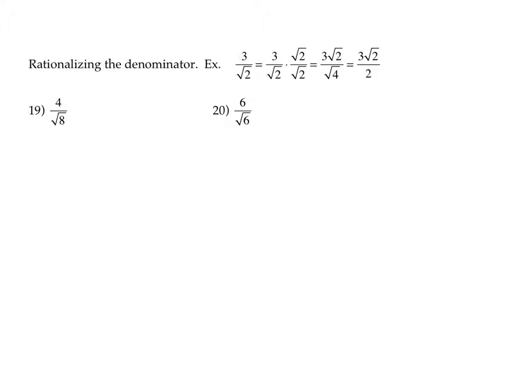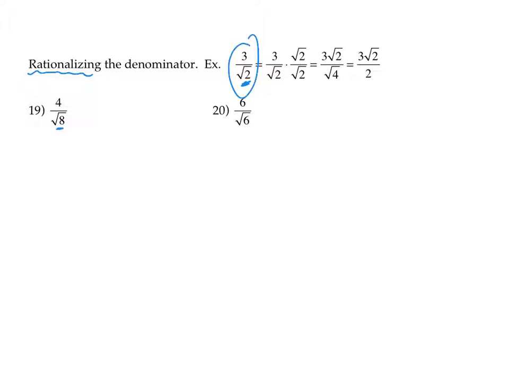Okay, when you're working with radicals, there are a lot of rules to follow. And one of our rules is that we're not allowed to have a square root or a radical sign in the denominator. So what we do is something called rationalizing the denominator. If you take a look at my example, 3 over the square root of 2, the problem with that is that there's a square root of 2 in the denominator. So I have to rationalize.